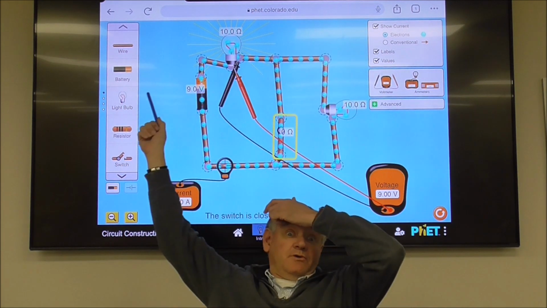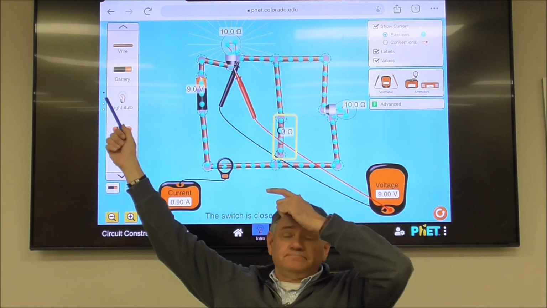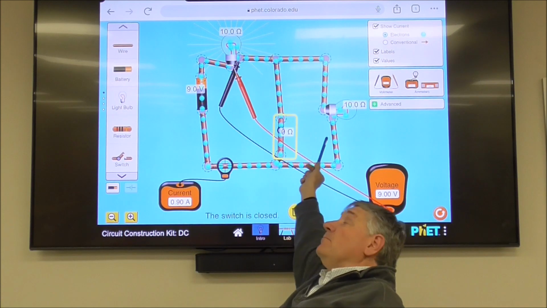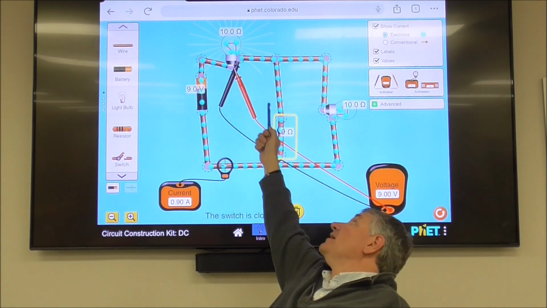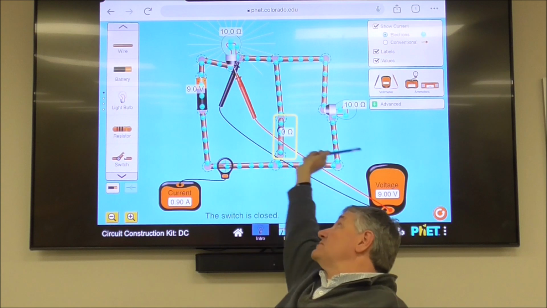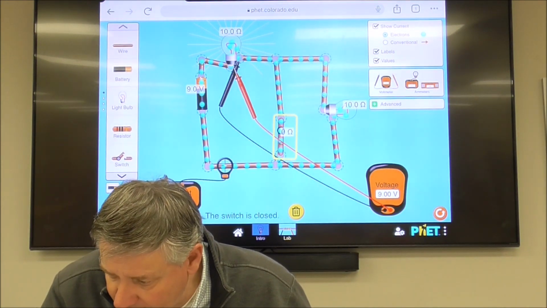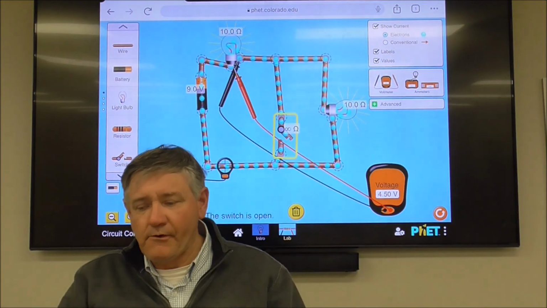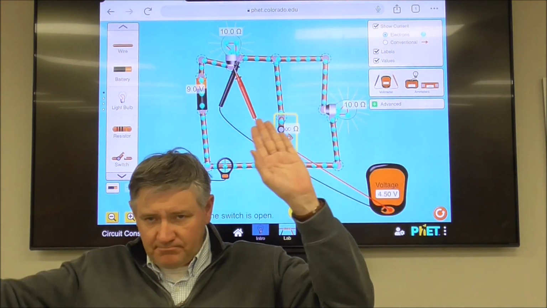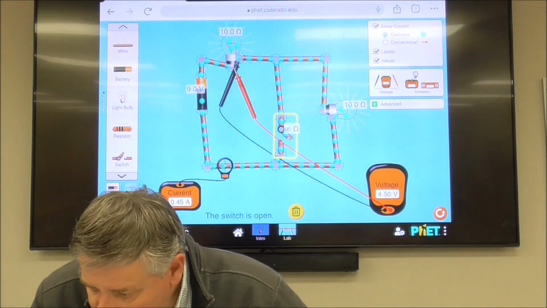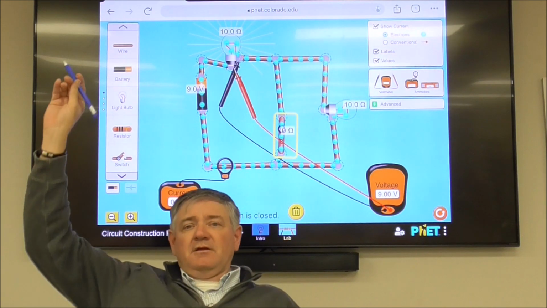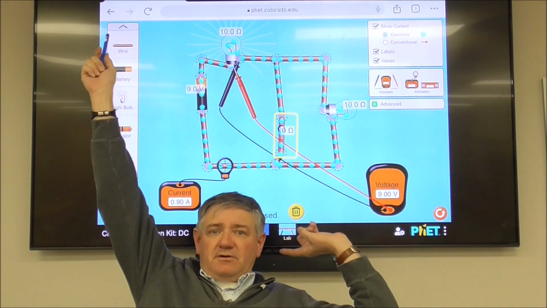That bulb glowed a lot brighter. This bulb went completely out, and that bulb glowed brighter. This one went out. Okay, so here, we'll do this again. Tap that. Okay, open up that switch. Same brightness. Boom, boom. Here you go. I close the switch, this one goes out, that one glows bright.